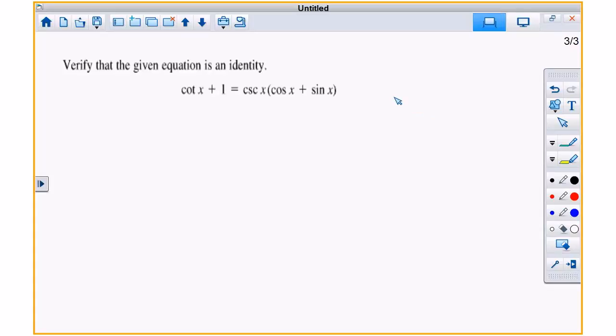Now, when you're given one of these problems, they're going to ask you to verify. Does that mean you have to do both sides or just one side? Just one side. Now, you can pick which one you want, but this one isn't very nice no matter what.